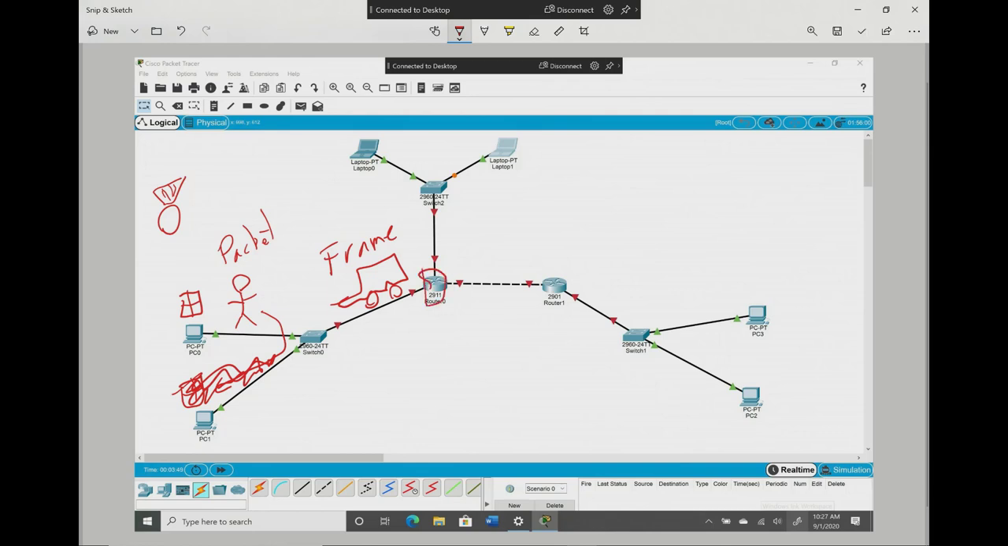Now, if it's still within the post office's area, it will be put in another vehicle. I know my drawings are awesome. Here, the post person gets out and delivers the package over there.